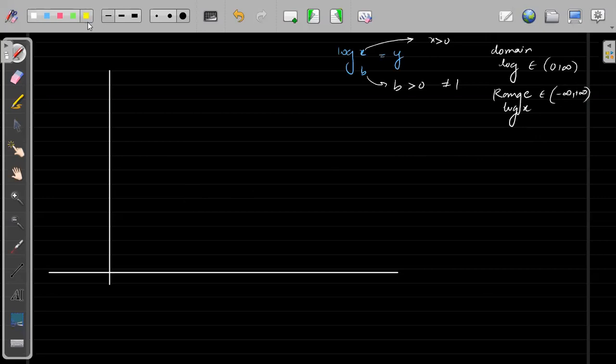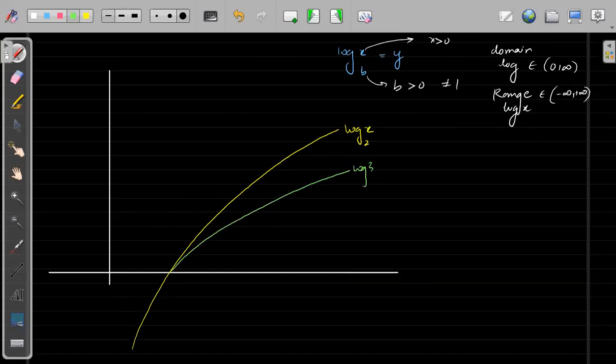After that, we were using graphs to compare different log functions. Suppose we have log curves, something like this. This is log base 2 x, and if we have log x base 3, it will be something like this. And if we have log base 10 x, it will be something like this.